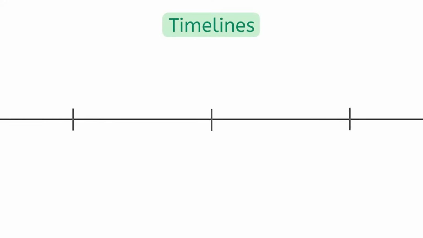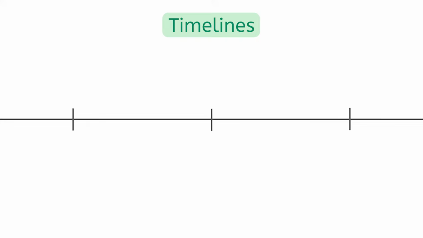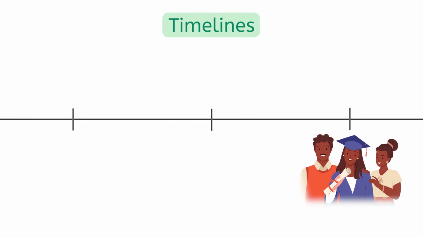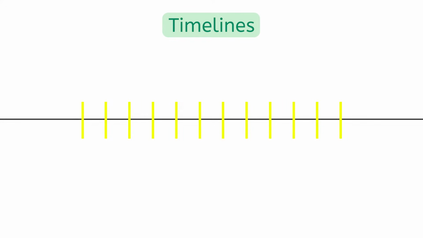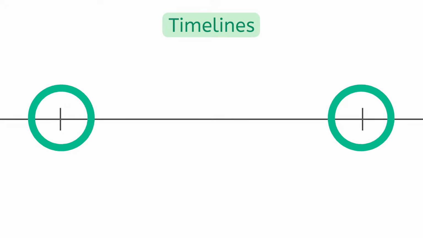A timeline looks like this. It starts with a line, then we add smaller lines to show when each event happened. The points on a timeline can stand for any amount of time: days, weeks, months, or even years. You can even put your best guess about when something in the future will happen on a timeline. The lines might be really close together if all the events happened right after each other, or if there was a long time in between, they might be farther apart.